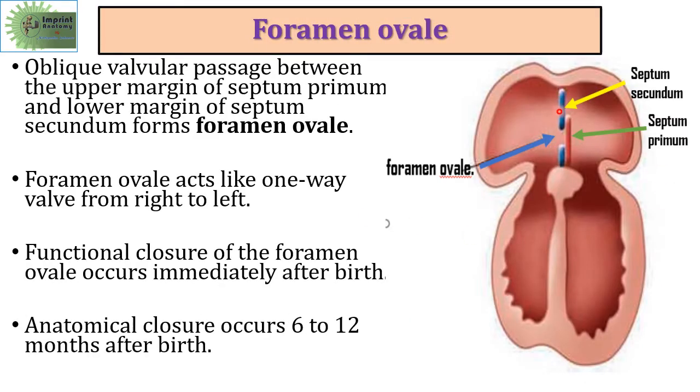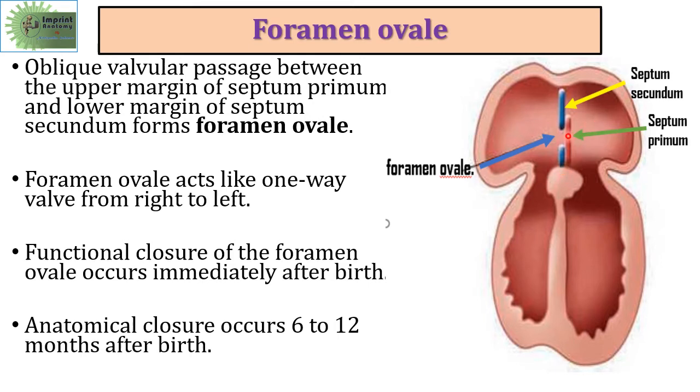When the septum secundum grows downward, there is an oblique valvular passage between the superior margin of the septum primum and the inferior margin of the septum secundum, and this valvular passage is called the foramen ovale. This foramen ovale acts like a one-way valve. It allows the blood flow from the right atrium to the left atrium.